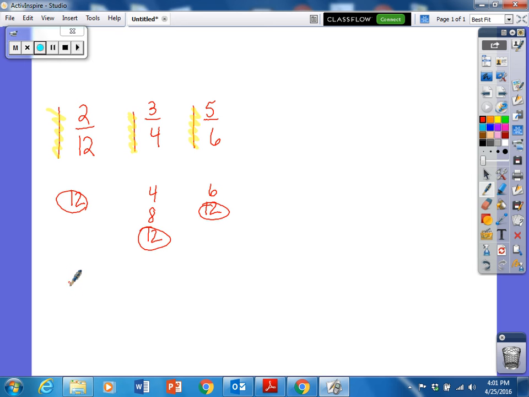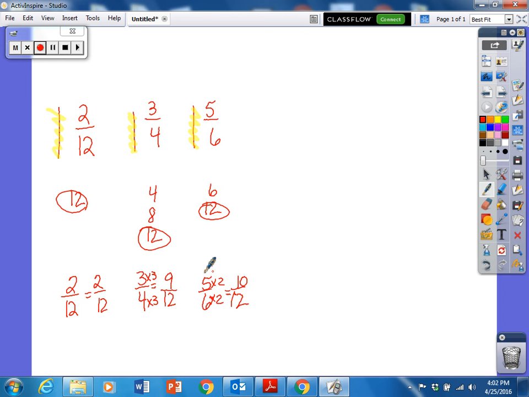Okay, so now 2 twelfths to 12ths is going to be the same. 3 fourths is going to be 9 twelfths, because remember it's times 3. And 5 sixths is going to be times 2.